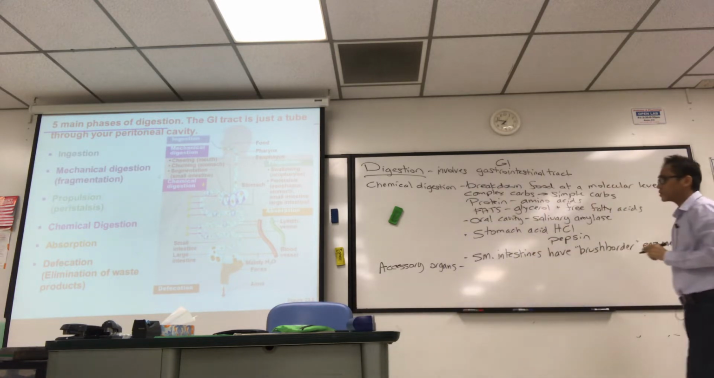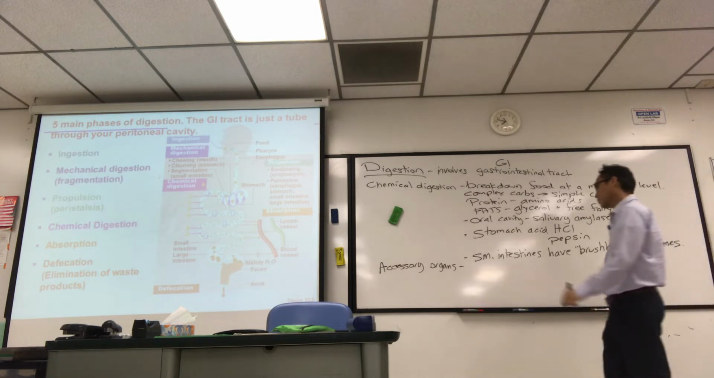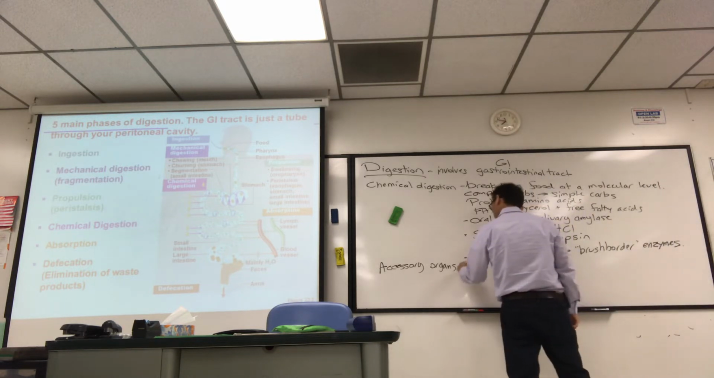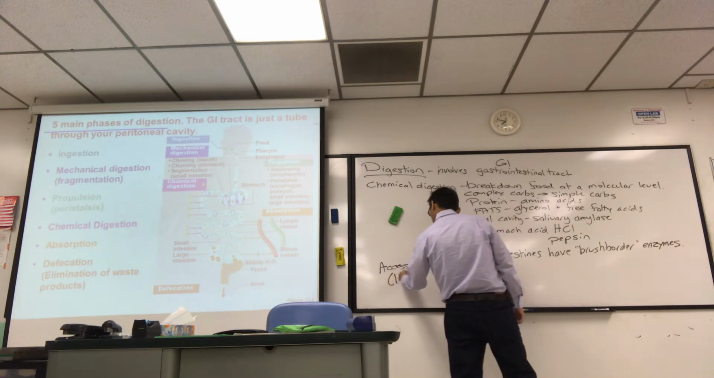Accessory organs of digestion are not a part of the GI tract, but they secrete things into it. And that's the liver and pancreas, those are the main ones. I mean, technically your salivary glands are accessory organs because they're not in the tract, but they secrete things into your oral cavity. So the accessory organs are liver and pancreas.